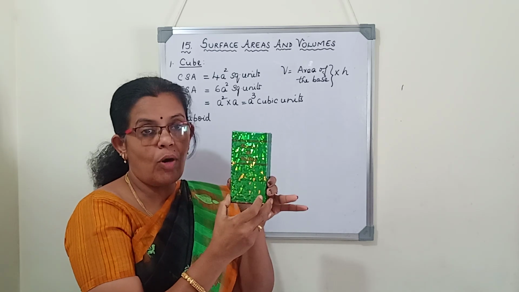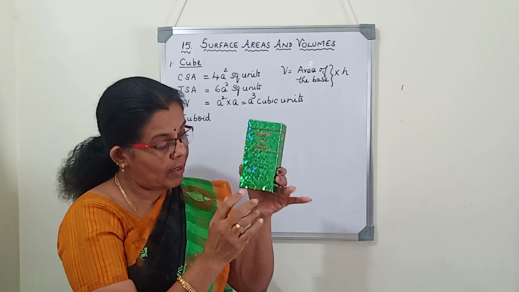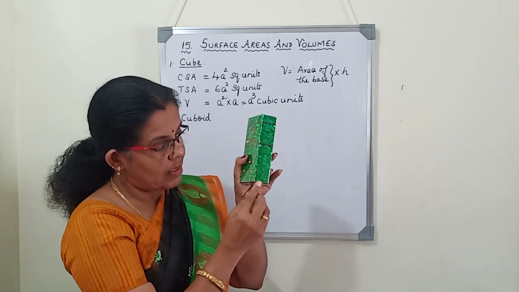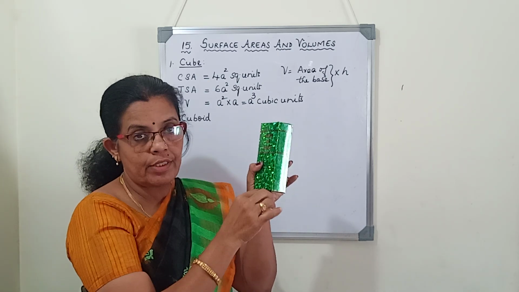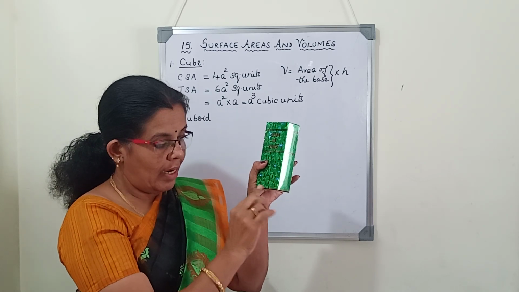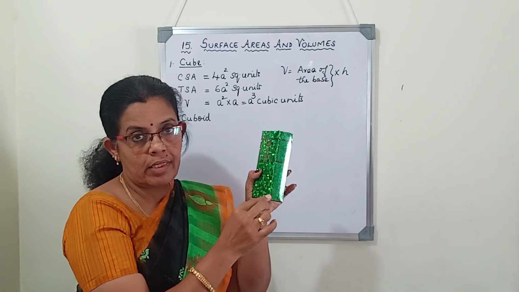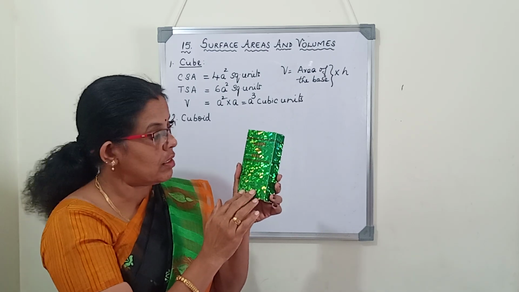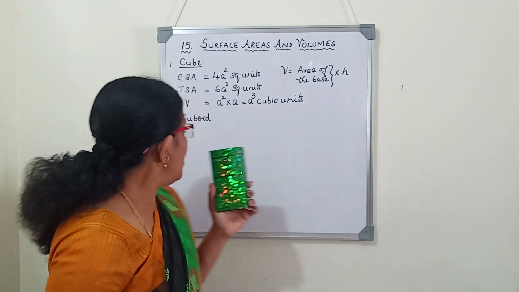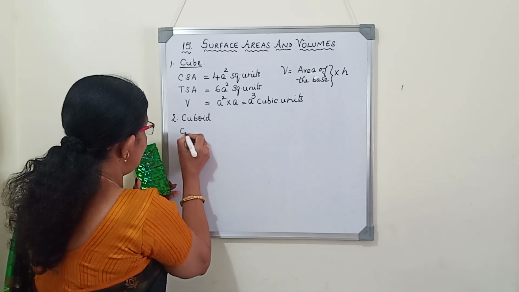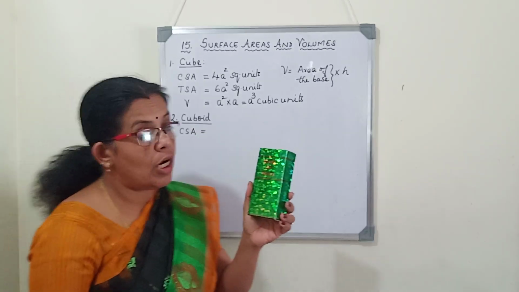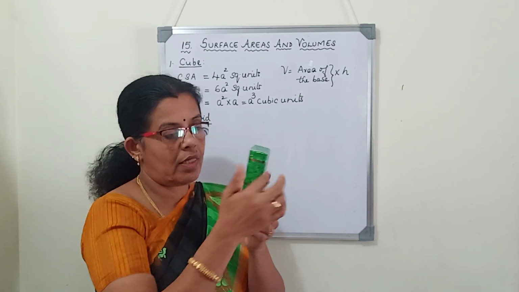If you keep the cuboid like this as it is, we can consider this as the length, this as the breadth and this as the height of the cuboid. So, length, breadth and height. Now first we will see the lateral surface area or curved surface area of a cuboid. To find the curved surface area of a cuboid, how many curved surfaces are there?